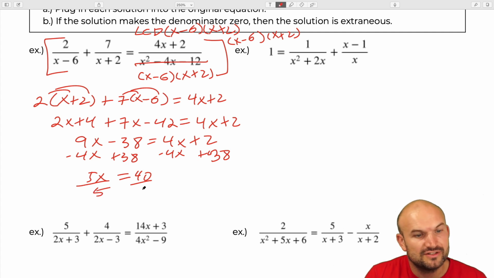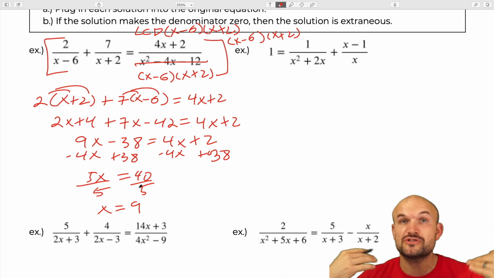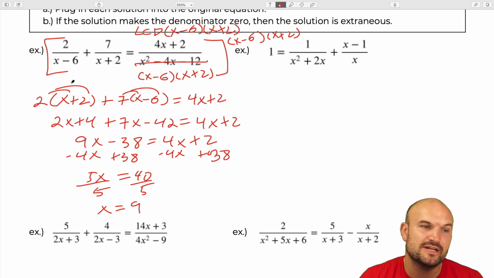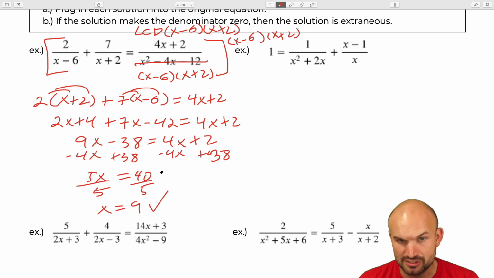All right, so then I'll divide by 5 on both sides, and you can see x is going to equal 9. Now again, that is our one solution, but that is the solution to our simplified equation. So we just want to make sure that we go back and plug it into our original equation to make sure it does not make any of the denominators equal to 0, which in this case it does not. So therefore, that is our solution.